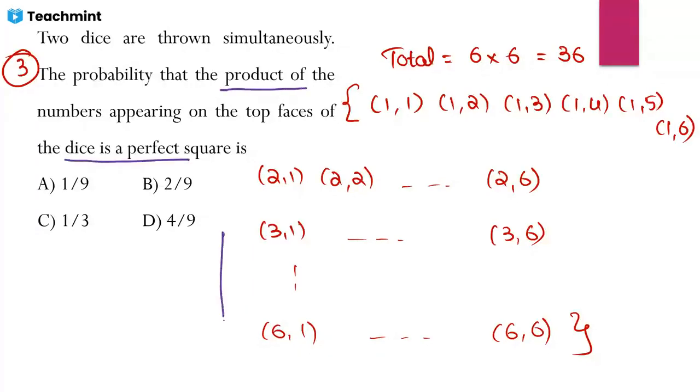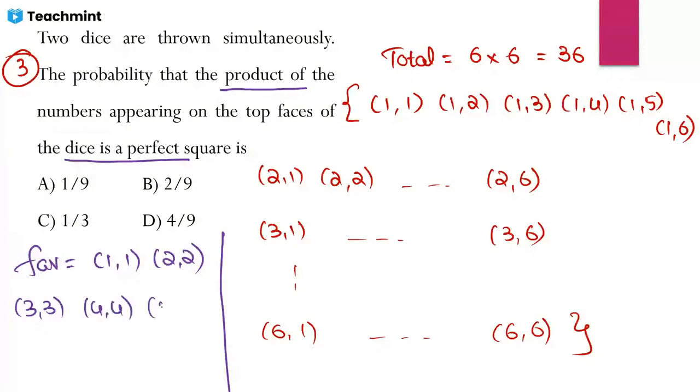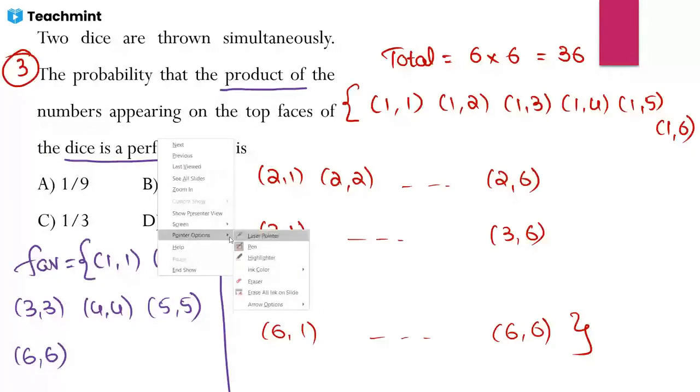So favorable, if you just work on favorable: 1 comma 1, 1 into 1 is a perfect square; 2 comma 2, 4; 3 and 3, 9; 4 and 4, 16 is a perfect square; 25 is a perfect square; 36 is a perfect square. So here 6 only. That's why many of you are giving 1 by 6. Not there in the options.